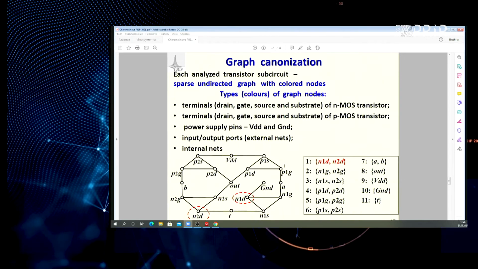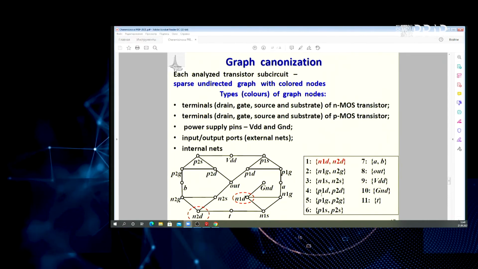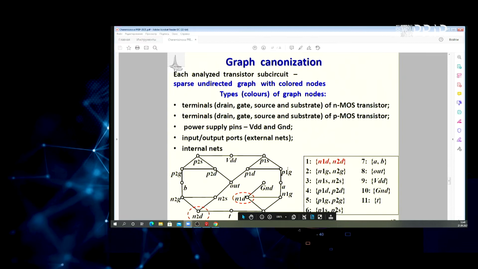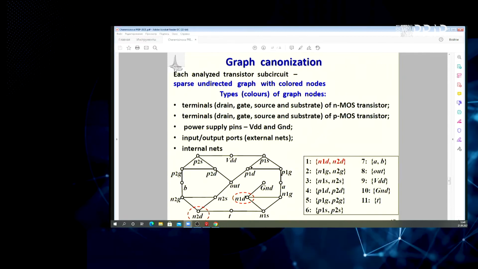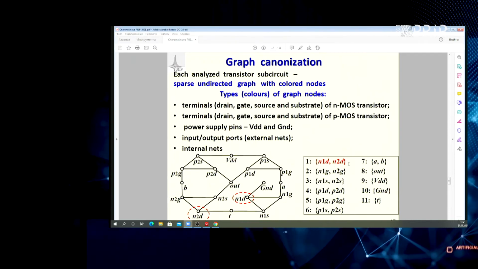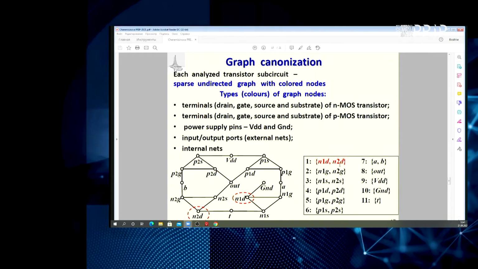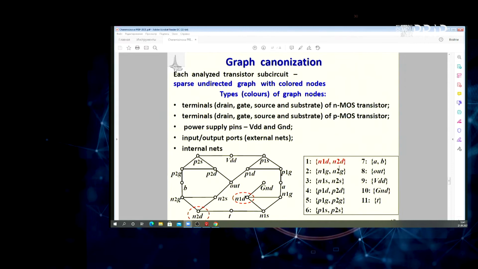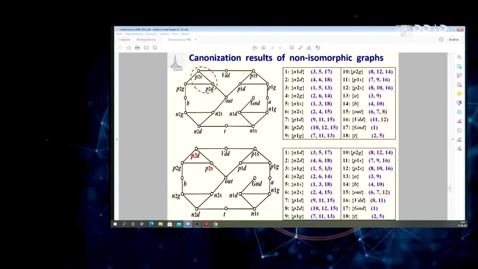Here is an example where we see the initial vertex partition. It is obtained according to vertex types and degrees. So in the same class, the vertices with the same type and the same degree are included. Here we can see different canonization results for two transistor circuits that are slightly different. The difference is the interchanging of their drain and source terminals. Here is the different order.